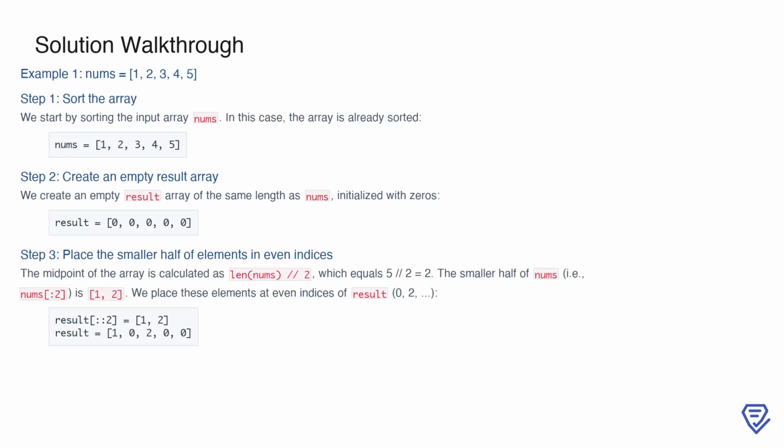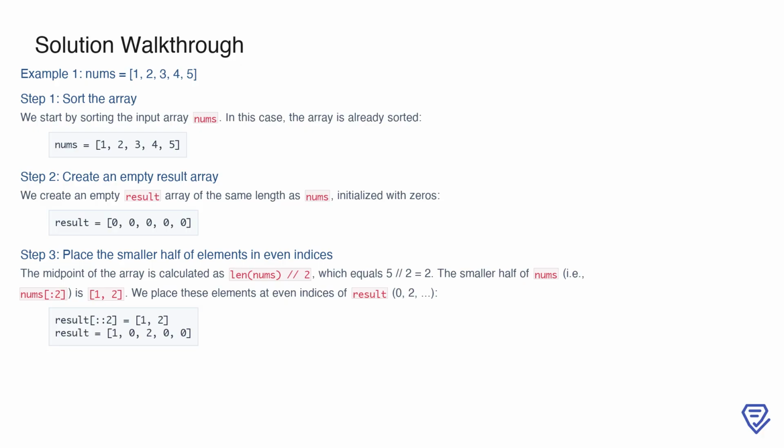To solve this problem, we first sort the input array. For the example where nums equals 1, 2, 3, 4, 5, the array is already sorted, so it remains as is. Next, we create an empty result array of the same length as nums, initialized with zeros. This ensures we have a placeholder for each position in the final output.